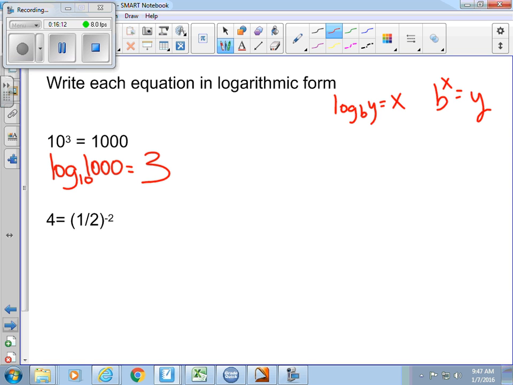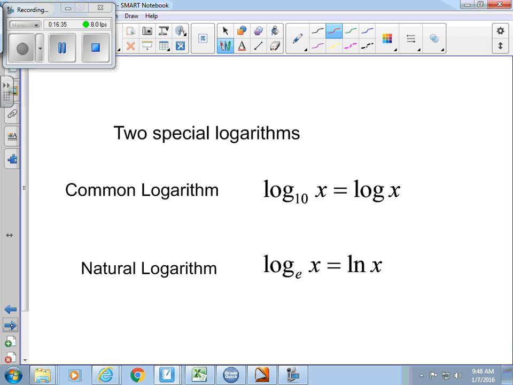What's the base on this one? So log base 1/2 of what? So 1/2 to the -2 equals 4. Did we do a good job? So that's how you convert back and forth from logarithms to exponentials and exponentials to logarithms.